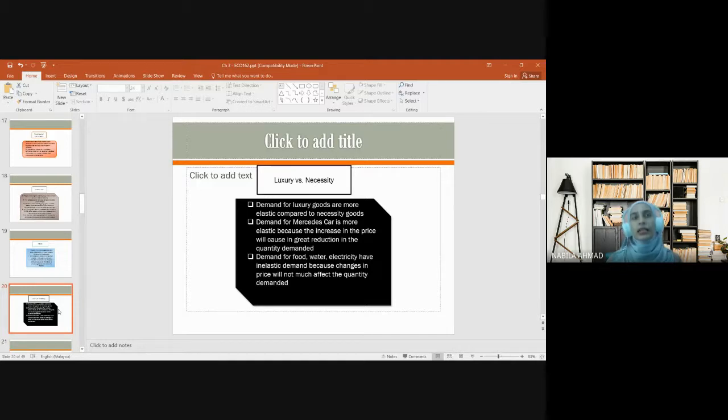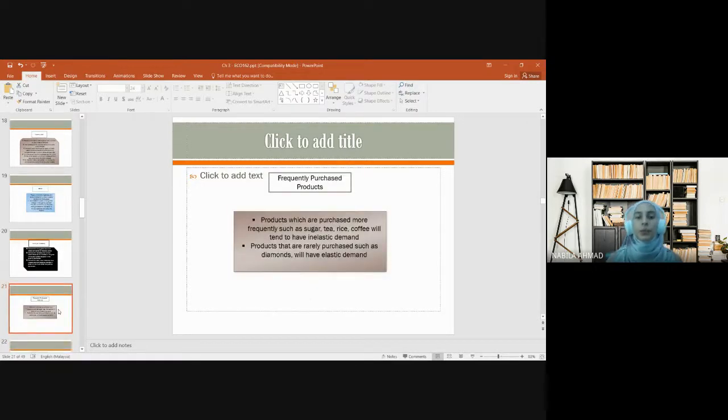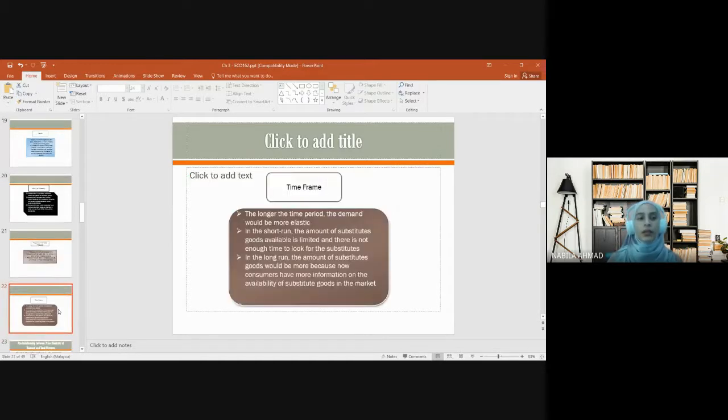Sebab kalau harga turun, naik, kita masih membeli barang itu dalam kuantiti yang sama. Frequently purchased goods, ya. So ada barang yang kita selalu beli, ada barang yang jarang-jarang beli. Barang yang selalu beli, barang necessity lah. Jadi demand kita selalunya inelastic untuk barang-barang yang kita selalu beli. Tapi kalau jarang-jarang beli macam rumah, kereta, handphone, laptop, then usually kita punya demand usually elastic atau sensitif dengan harga. And the last one is time frame, short run and long run.